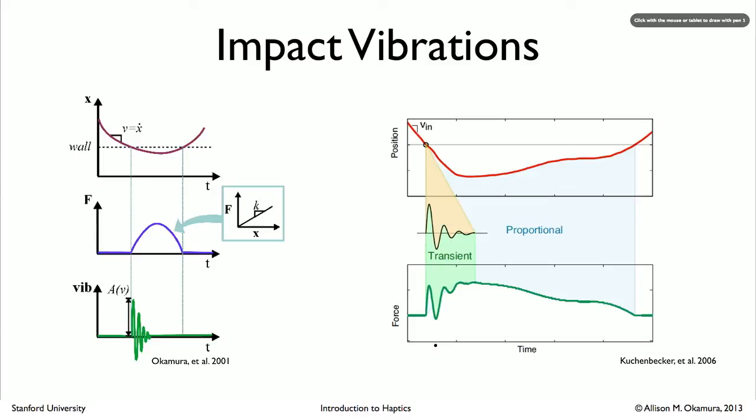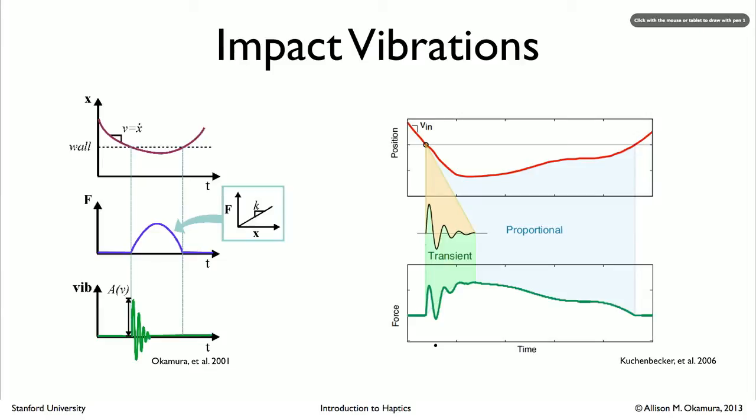Speaking of vibrations, impact vibrations can be really useful as well, not just from hitting part of a damping-based texture, but also from feeling a stiff wall and making it feel stiffer. So there are a lot of tricks that we can do in haptic rendering that can make virtual environments feel a little bit different from what the basic equations might say.